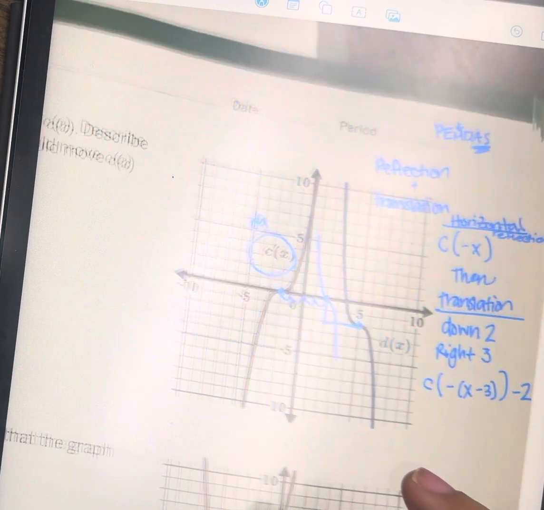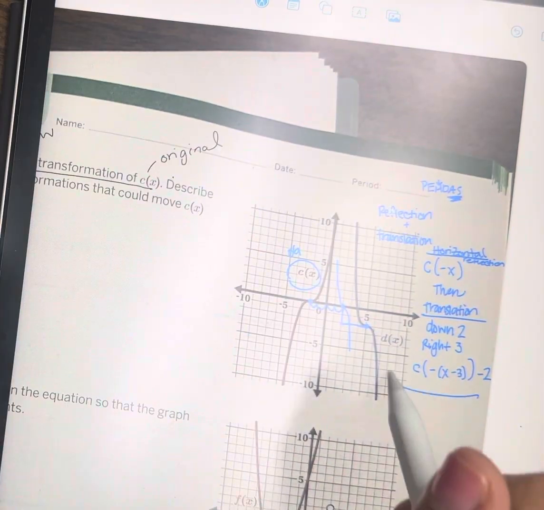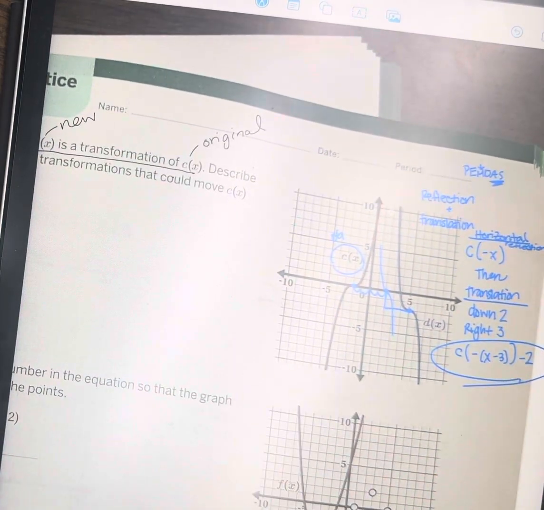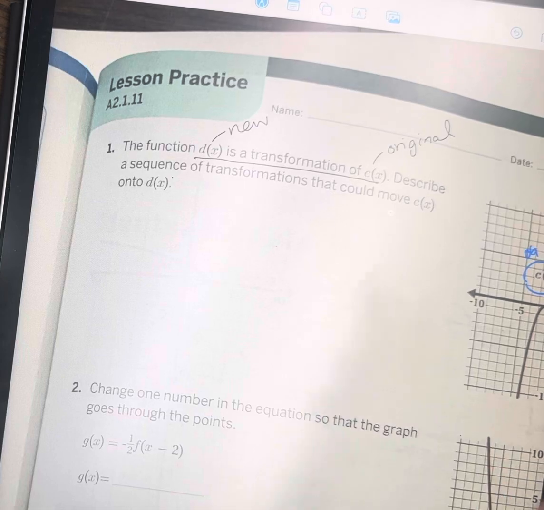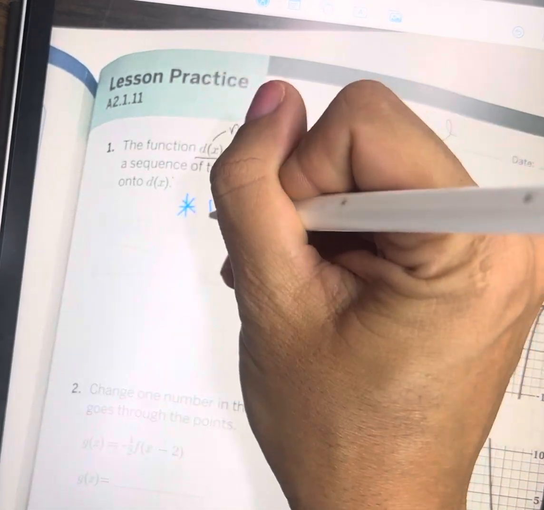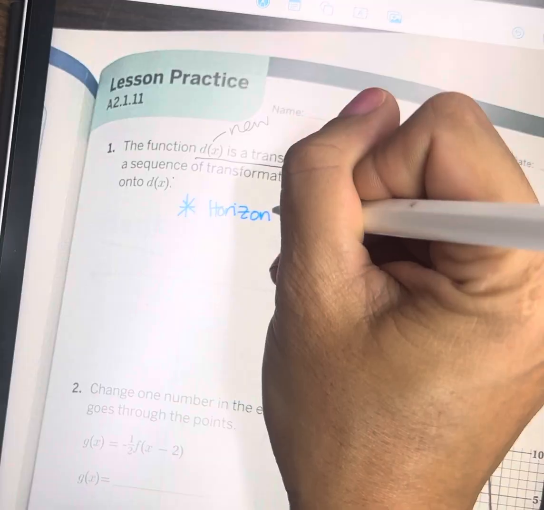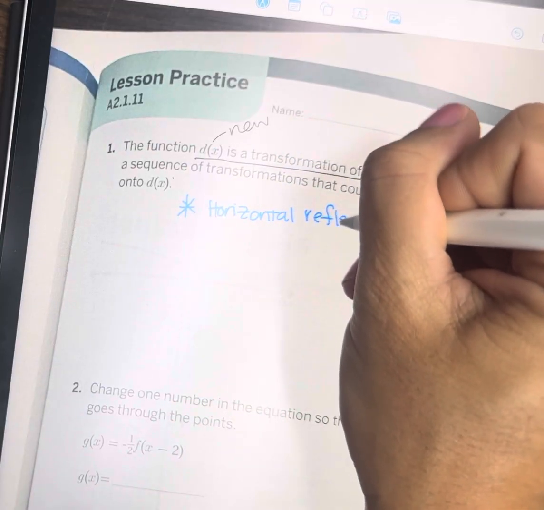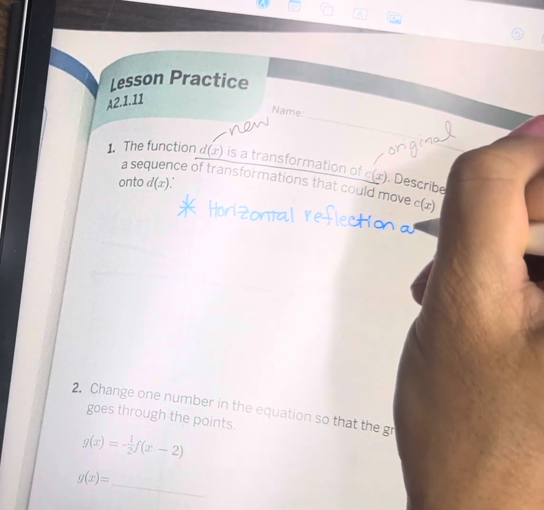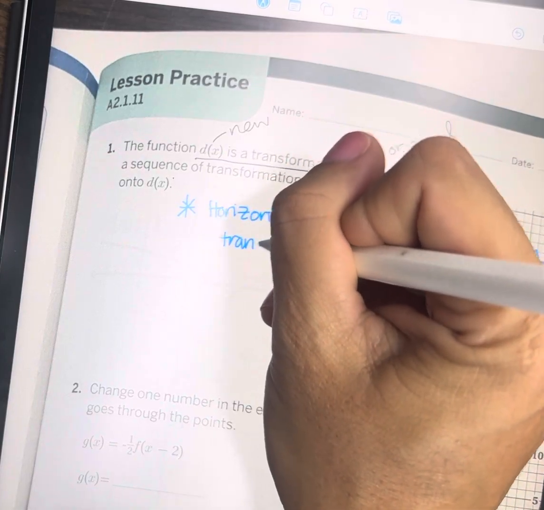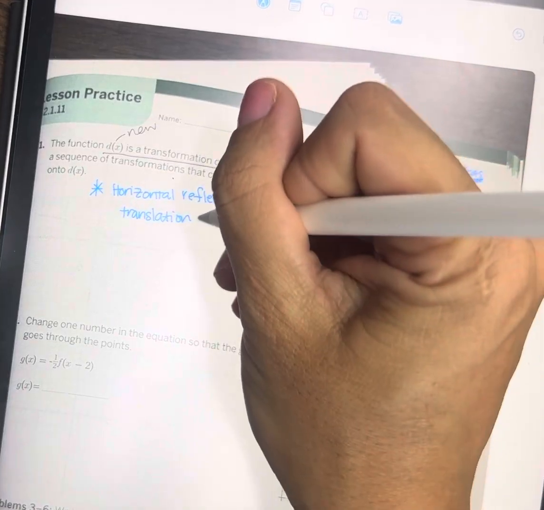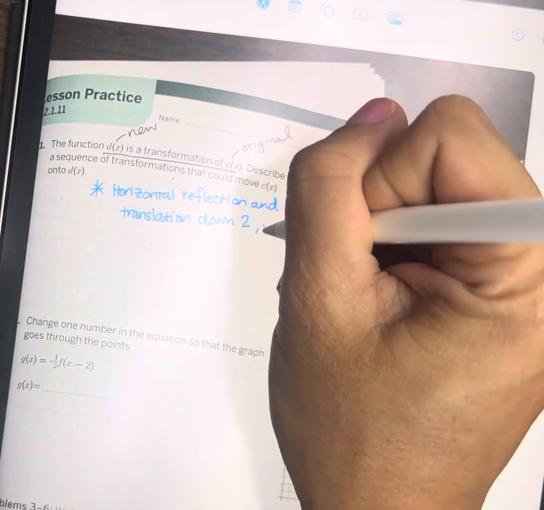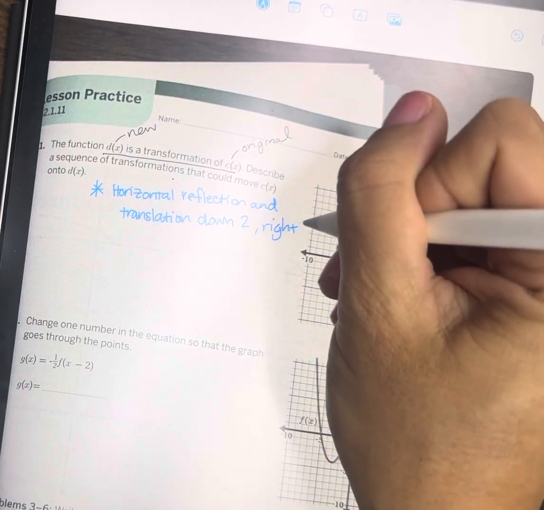Oh, wow. I just realized they didn't ask for equations. That is the equation, but they didn't ask for it. This stuff that we wrote before is the answer. So we can describe the transformations that could have done it. It could be a horizontal reflection and translation, where we go down 2 and right 3.